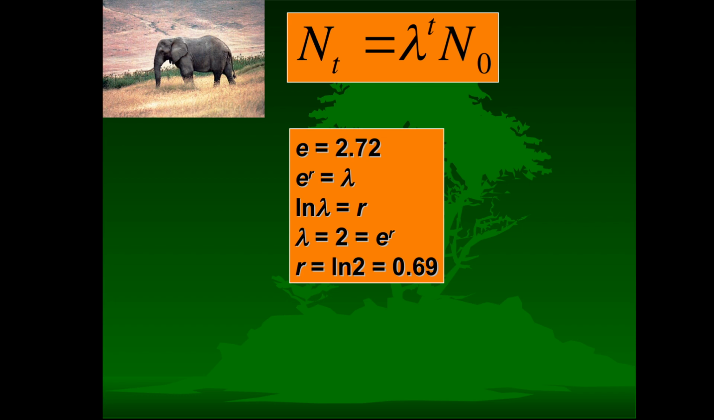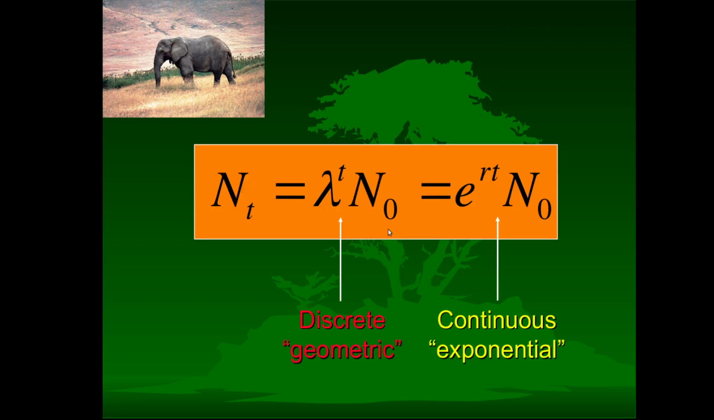Well, lambda is 2, and r is the log base e of lambda. So r is 0.69 in our example. Since e to the r is lambda, we can substitute to create our continuous version of the geometric equation. These two equations are actually mathematically identical. But the lambda version is usually used for discrete models, and the version with e is used for continuous models. And both of these assume that resources are infinite.